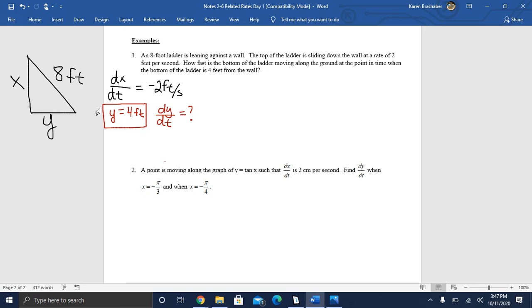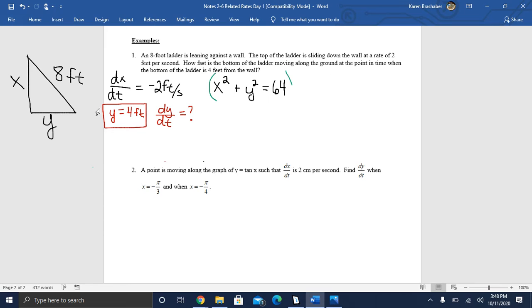So as I work to find my rates of change, I need to start with an equation where I have anything that's changing listed as a variable. So x squared plus y squared will equal, my ladder was 8 feet long, so 8 squared. The length of the ladder is not changing, so I can go ahead and substitute in 8 squared and get 64. This is going to be my equation that I'm going to use as a relationship between the x, the y, and the length of the ladder.